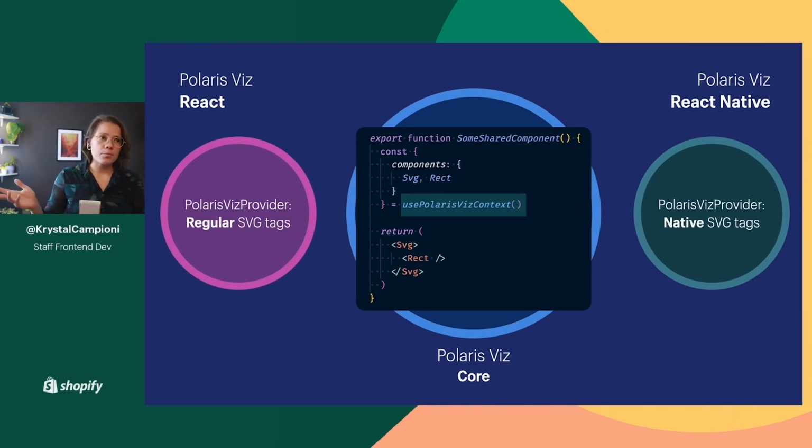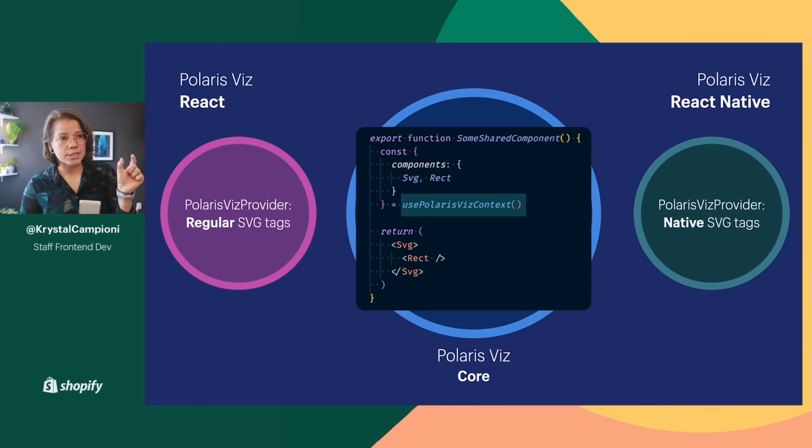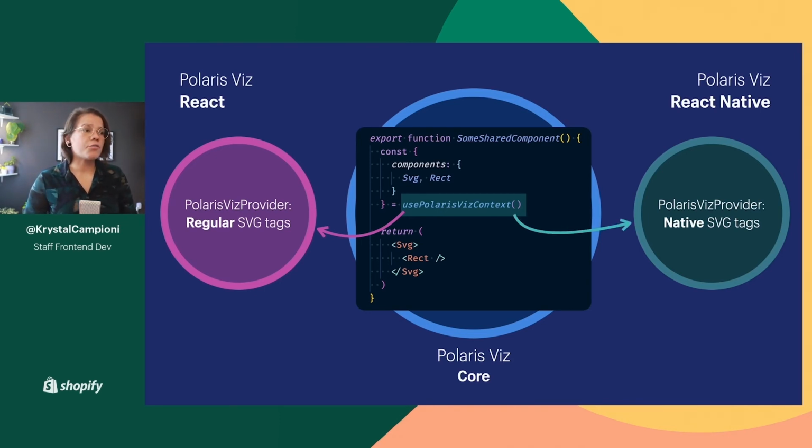So if we had some shared component in web, let's say a bar, for example, instead of directly writing SVG markup in the return parts of the code, we would actually get that markup from the context. So in this example, I'm extracting the SVG tag and the rect tag from the Polaris Viz context, and then actually using those tags to build the UI. In web, SVG and rect are default browser-like SVG tags, and in native, they come from the React Native SVG library.